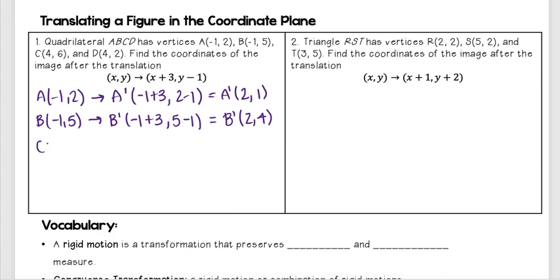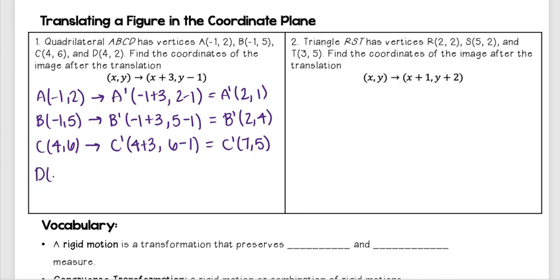Now I'm just going to keep repeating this process. So now I have C is at 4, 6. I'm translating it, so I get C prime. And so I want to add 3 to my x coordinate, so I want to add 4 plus 3. I want to subtract 1 from my y coordinate, so I have 6 minus 1. And so I get 4 plus 3 is 7. 6 minus 1, and I get 5.